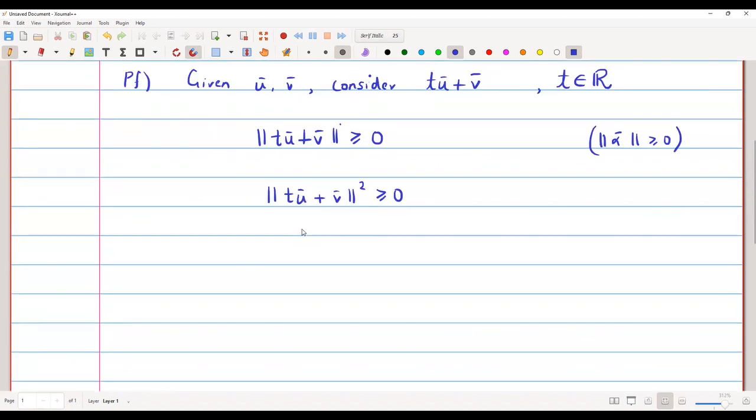Now we know in an inner product space that the norm of u bar squared is nothing but the inner product of u bar with u bar itself. So what will be the norm of t u bar plus v bar, whole squared? It is going to be the inner product of t u bar plus v bar, comma, t u bar plus v bar, and that is greater than or equal to zero.